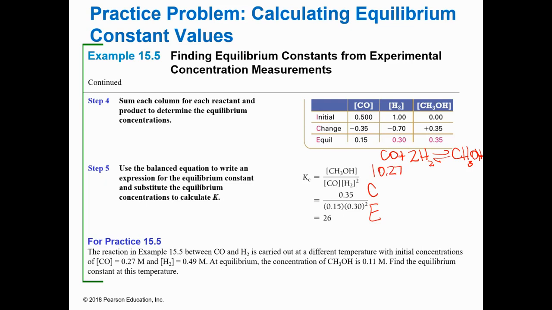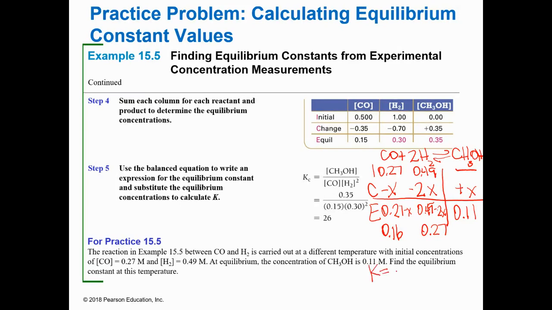Okay, so I've got 0.27 for carbon monoxide, 0.49 for hydrogen, no methanol. Again, we're proceeding in the forward reaction, so this is plus x, minus x. Again, the minus 2x is because there is a 2 in front of hydrogen. And it tells me the methanol concentration this time is 0.11. This is 0.27 minus x, 0.49 minus 2x. Okay, this actually makes it easier because it's basically telling us x, because 0 plus x is 0.11. Okay. So I've got 0.16 here and 0.27 here.